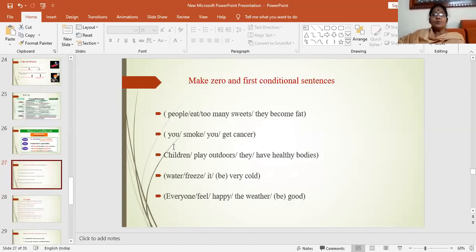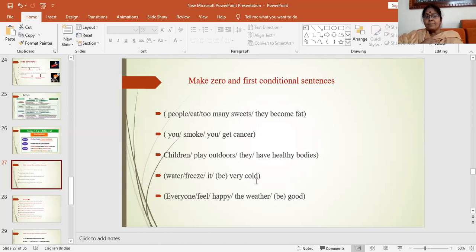Now let us try to do some exercises and see if we have understood these conditional sentences. Here they have given some sentences and they're asking us to make zero and first conditional sentences. So take your books, take your pen, write it down and try to do it, and then we'll check with the answers. What they have given: people eat too many sweets, they become fat. Now you make it into a zero conditional or first conditional, whichever you can make it, right? Similarly, the second one: you smoke, you get cancer.